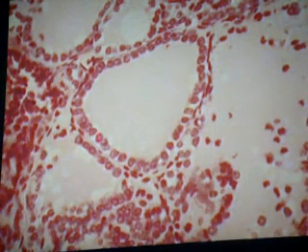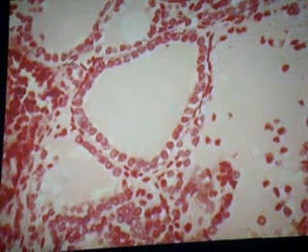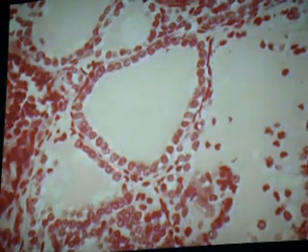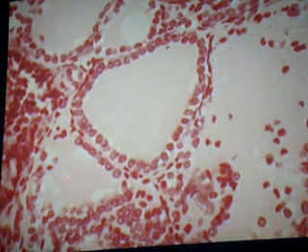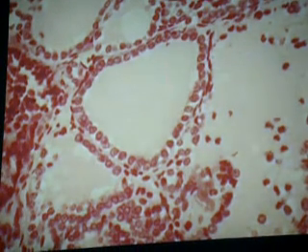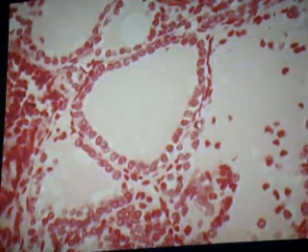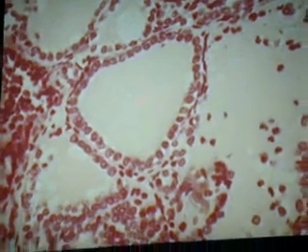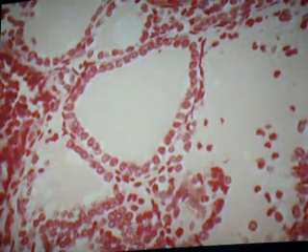Okay, so look, di ba? It looks like stratified cuboidal. So actually, this one lines this thyroid follicle. This one should be lining that thyroid follicle. Okay, so yung pinkish structures inside is your what? Thyroglobulin or colloid.